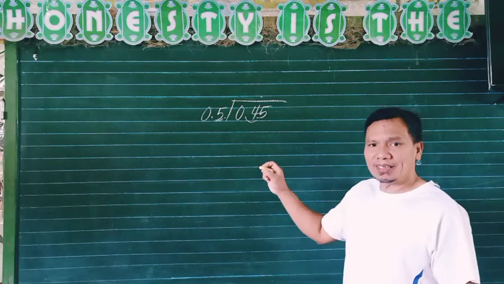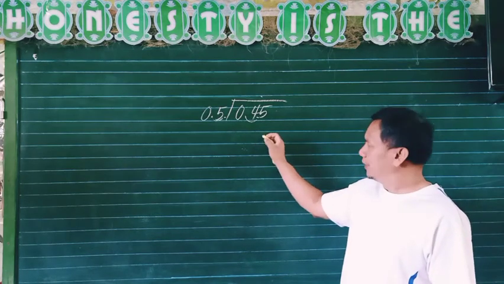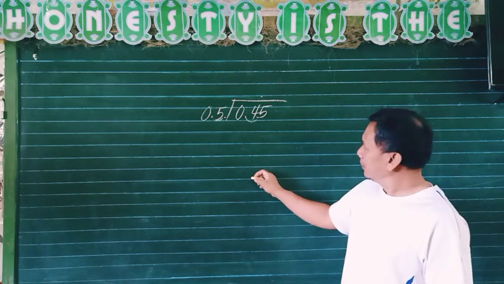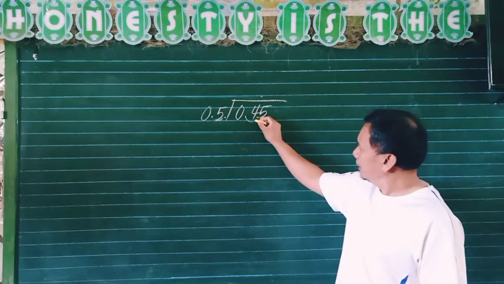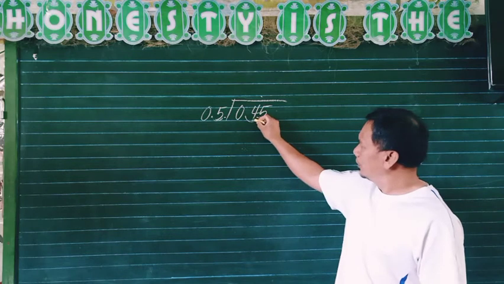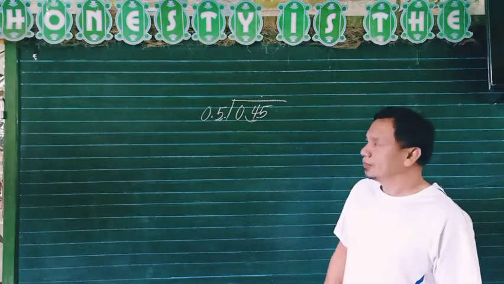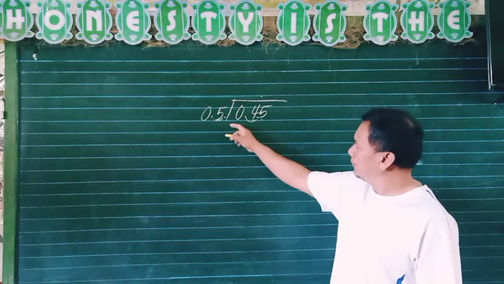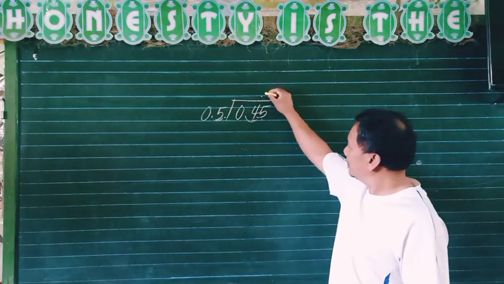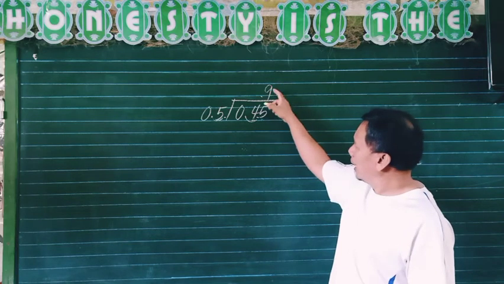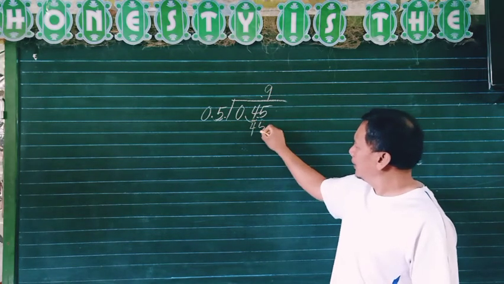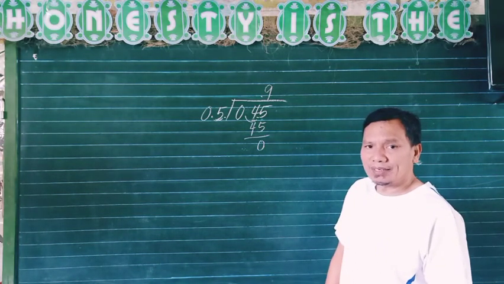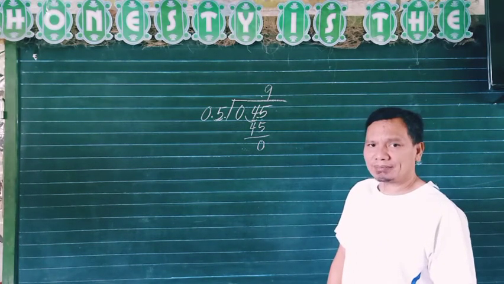Okay? The next step, you are going now to divide the number as if you are dividing a whole number. So, you get first the first digit of the dividend, 4 divided by 5. It cannot be. So, you have to include 5 there. So, 45 divided by 5 is 9. So, 9 times 5 is 45 and then 0. So, the quotient now is 9 tenths.